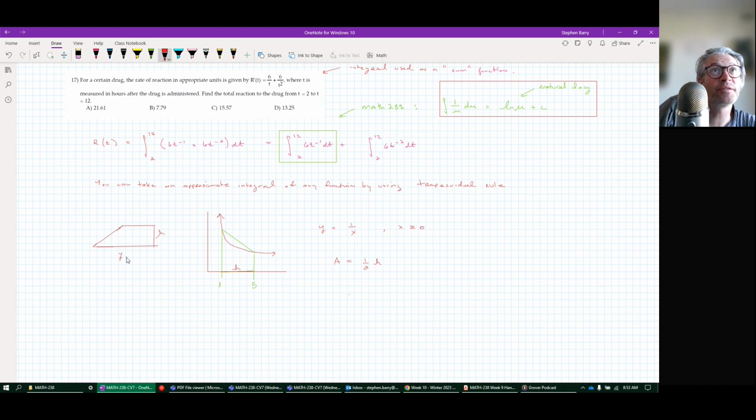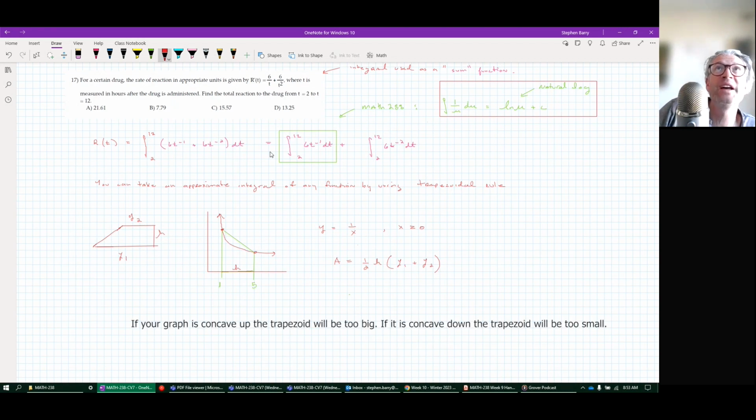We're going to call this y1, y2. Doesn't matter what the slope is. It's just y1, y2, h. So the area is 1/2 h, y1 plus y2. So if I wanted to figure out this area here, I would need the value of h here and the value of h here. But what you can see is you're going to get an area under this curve that's too big, because this part doesn't belong.